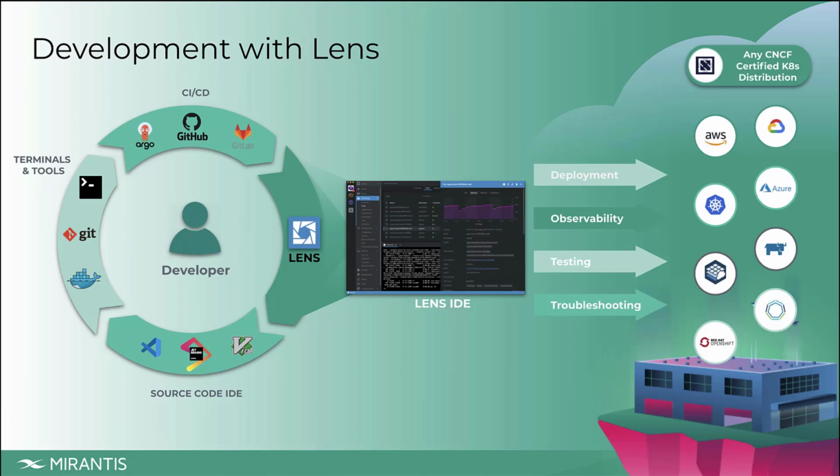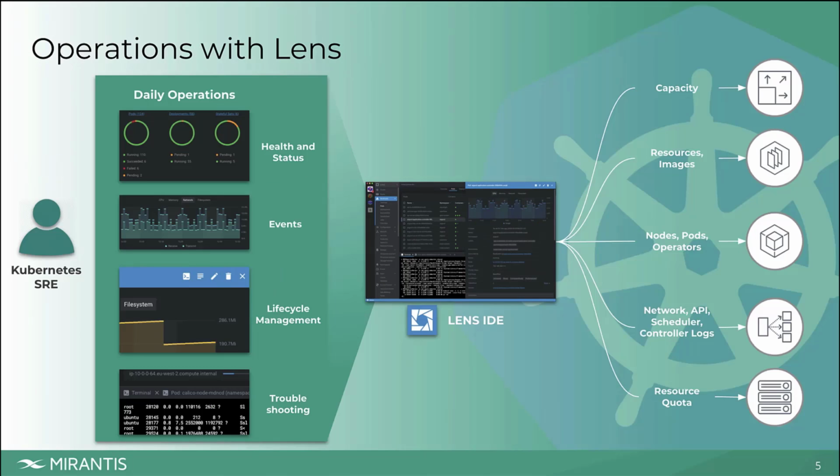It's perfect for developers who push proprietary code and need to observe that code, deploy the code, test it, and of course, troubleshoot it within their Kubernetes service. Lens is fantastic for Kubernetes site reliability engineers and operators, individuals that need to understand the health and status of their Kubernetes cluster, the real-time events, lifecycle management, and of course, the ability to troubleshoot and configure all in real time.